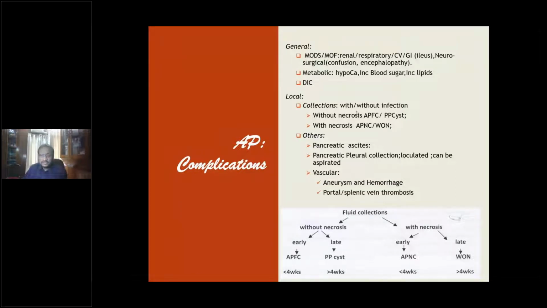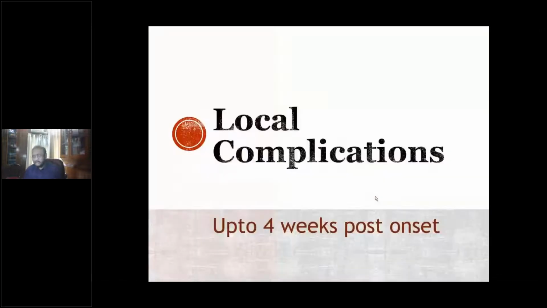The local complications are by far more important in the post first week, and you can have collections with or without infection. We just talked about that, and a reference is given here also. Apart from these local collections, you can have a pancreatic ascites, you can have a pancreatic pleural collection, which can be loculated or aspirable. You can have a vascular complication in the form of aneurysm or hemorrhage, or portal and splenic vein thrombosis. So these are the complications that we are basically looking at.